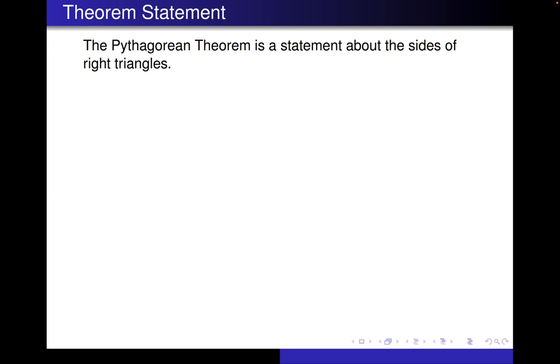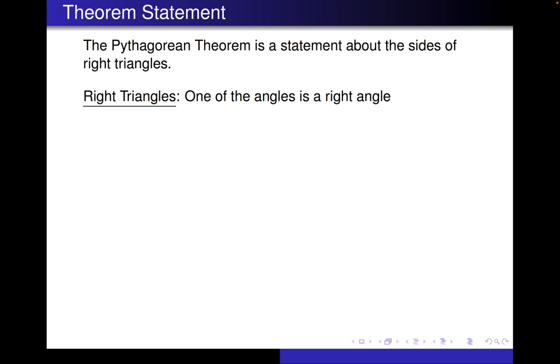So the Pythagorean theorem tells us about the size of right triangles. Before I tell you about the size of right triangles, I should tell you what a right triangle is. All that is, is that one of the angles is a right angle. And when we say right angle, that means a 90-degree angle. So two of the sides of the triangle are perpendicular to one another. So it looks something like this. That little square in the lower left corner, that's our right angle.